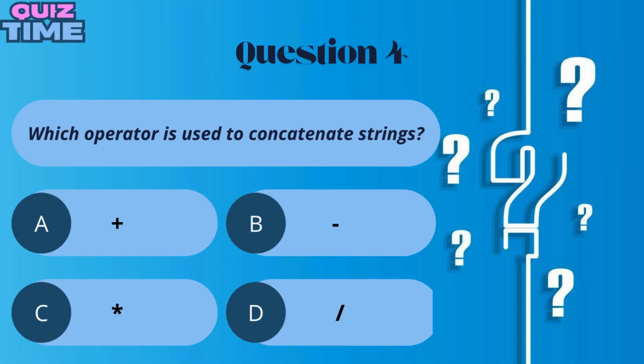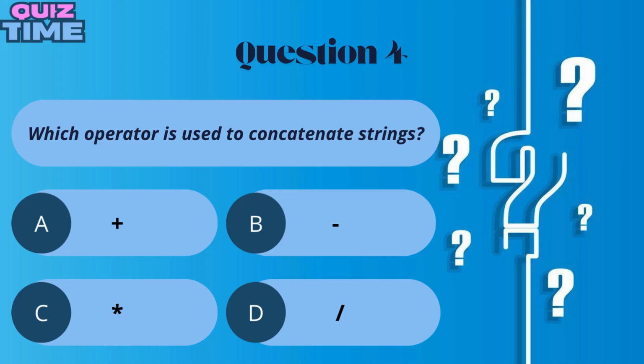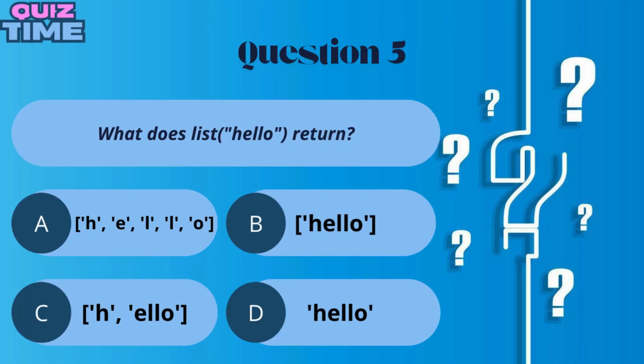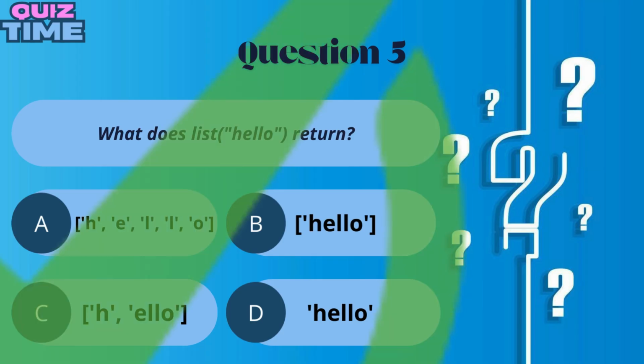Question 4. Which operator is used to concatenate strings? The correct answer is A, +. Question 5. What does list of hello return? The correct answer is A.